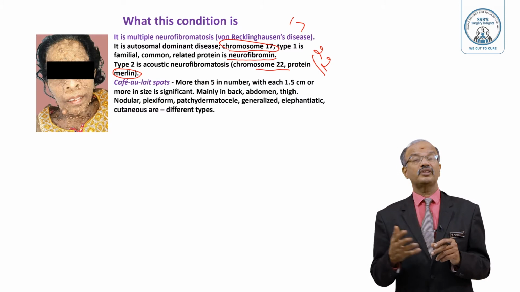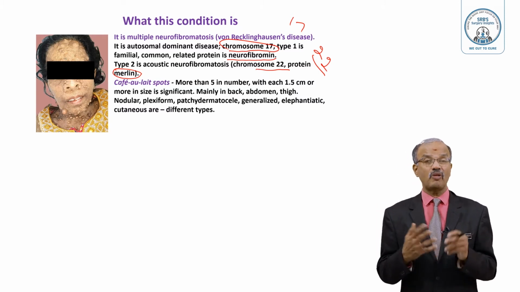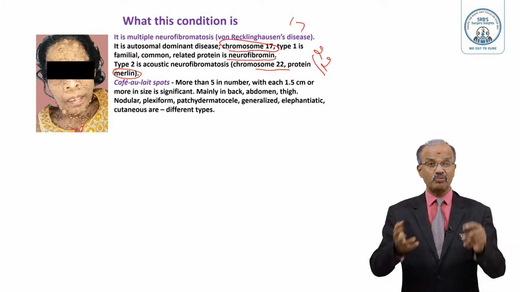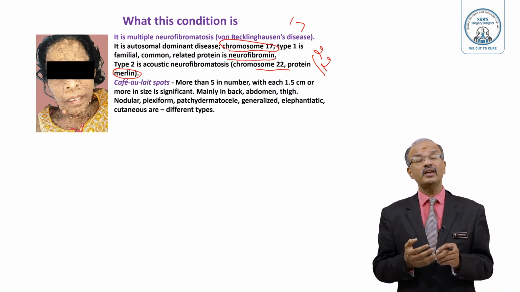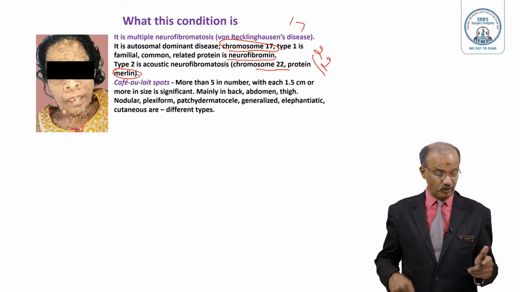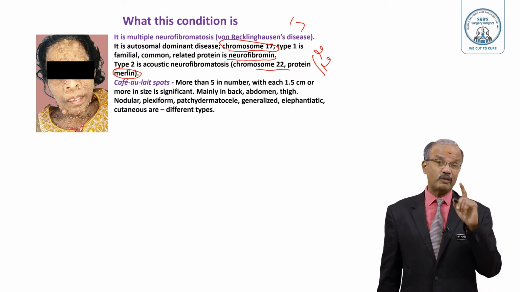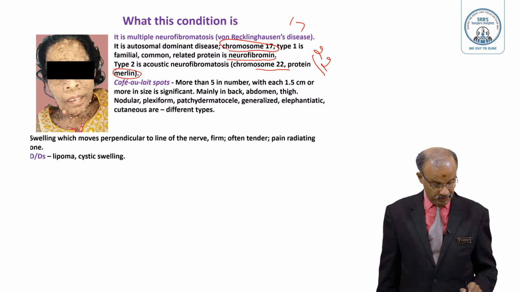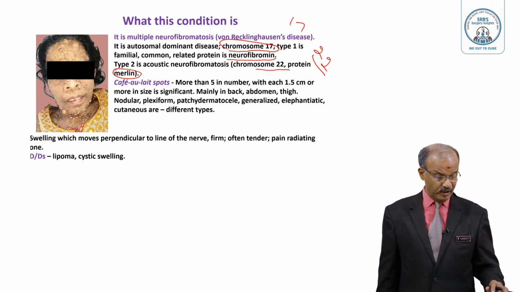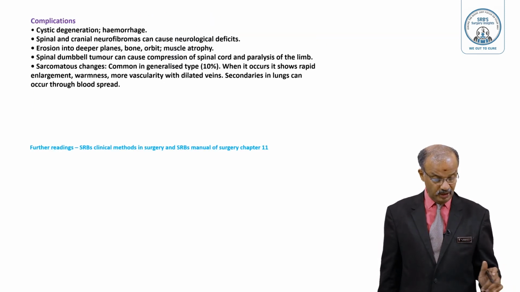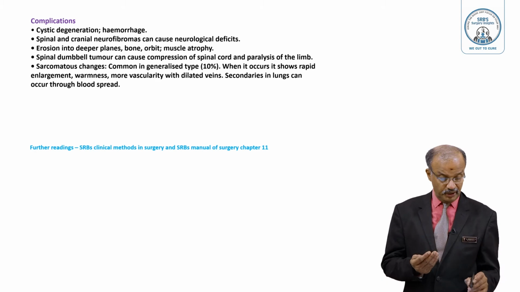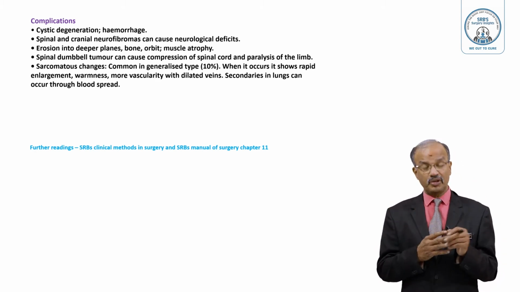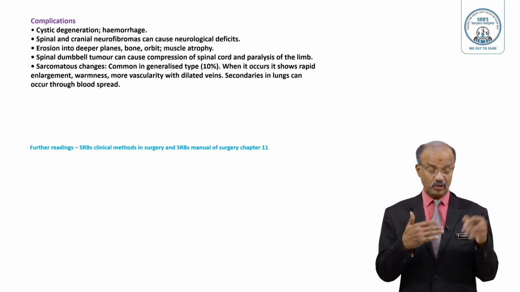Hemorrhage can occur, necrosis can occur, pain is common, and it may compress if it enlarges. Melanin transfer is also known to occur. Many neurofibromas may be there, but few of them may turn into neurofibrosarcoma. There is a point you have to remember, it may turn into soft tissue sarcoma, that is neurofibrosarcoma. I already told the differentials: lipoma, cystic swellings. These are the differential diagnoses you have to remember, and these are the complications I already told. Spinal, cranial can cause neurological deficit, erosion. It can erode into the deeper bone, orbit, muscle, depending on the location.